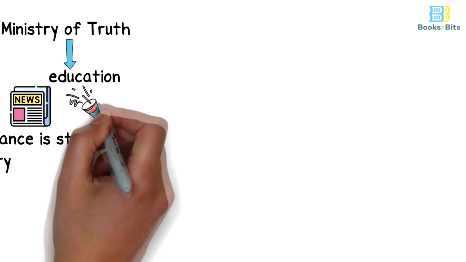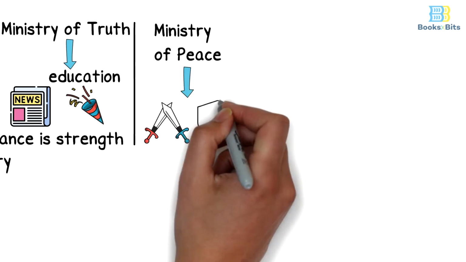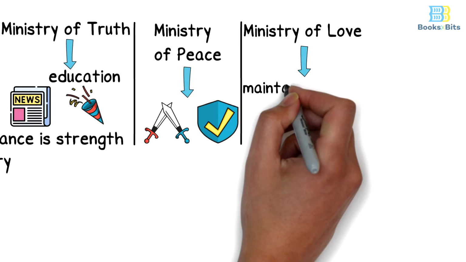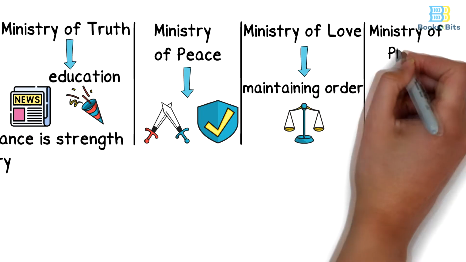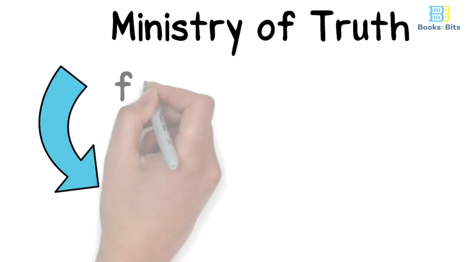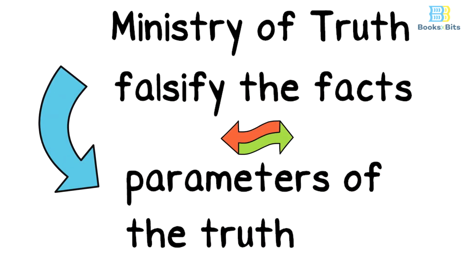In Oceania, there are four main ministries. The Ministry of Truth, which is concerned with news, education and entertainment affairs. The Ministry of Peace, which is concerned with war and defense affairs. The Ministry of Love, which is responsible for maintaining order and enforcing the law. The Ministry of Plenty, which is responsible for economic affairs. In fact, the function of the Ministry of Truth was to falsify the facts and change the parameters of the truth in accordance with the interests of the ruling party, which are constantly changing.